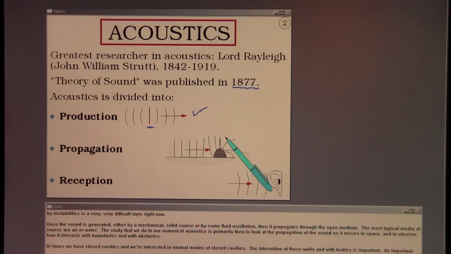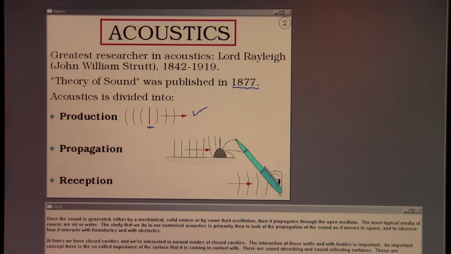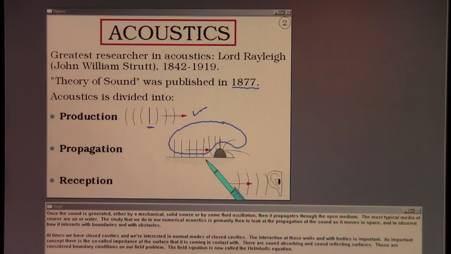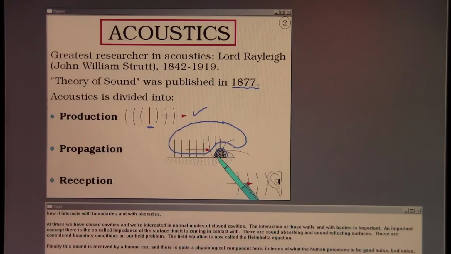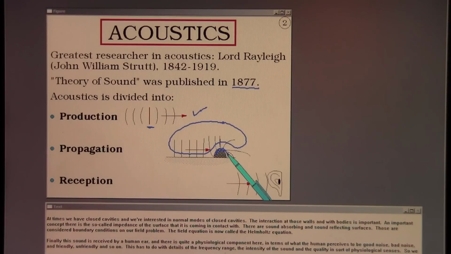The study that we do in our numerical acoustics is primarily then to look at the propagation of this sound as it moves in space and to observe how it interacts with boundaries and with obstacles. At times we have closed cavities and we're interested in the normal modes of the closed cavities. The interaction at those walls and with bodies is important. An important concept there is the so-called impedance of the surface that it is coming in contact with. And so there are sound-absorbing surfaces, there are sound-reflecting surfaces. Those are considered boundary conditions in our field problem. The field equation is now called the Helmholtz equation.